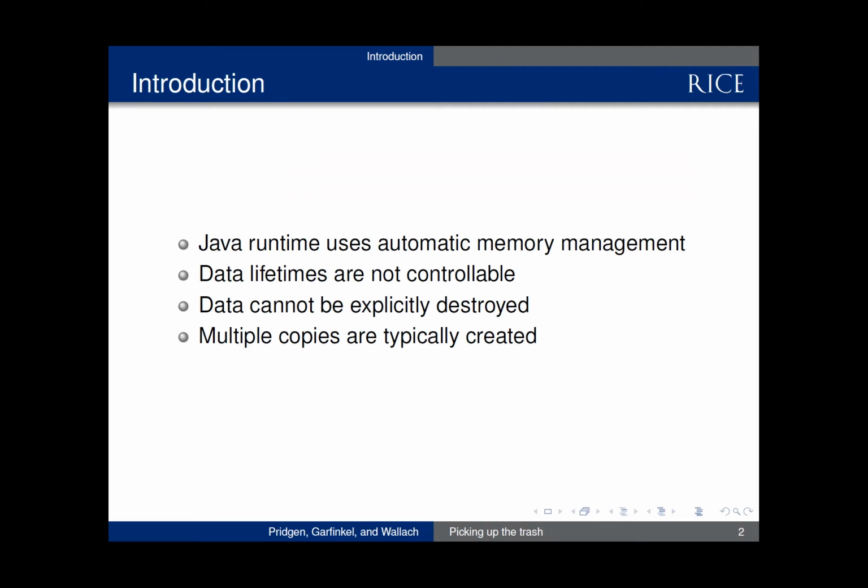So let's get started. As you all know, Java uses automatic memory management. Automatic memory management means that the developers no longer have control over the memory that they're allocating or deallocating. A lot of this happens behind the scenes using the garbage collector. In the case of Java, it uses a generational garbage collector, but other managed runtimes use different types of garbage collectors. So what this really means is data cannot be explicitly destroyed. That means if we have some type of application that we want to protect sensitive data with, we can't do it. But that works out pretty good for us. We'll talk about that in a little bit.